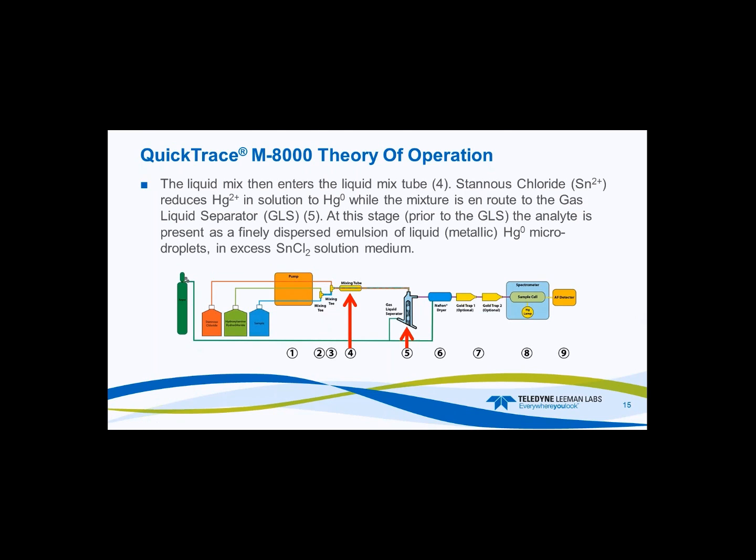Then the liquid mix from there travels into the liquid mix tube or the reaction tube, and the stannous chloride at this point starts reducing the mercury to elemental mercury. And that all happens while it's heading toward the gas liquid separator. And it's a fine dispersion of metallic mercury within this liquid in small, tiny droplets, and then you have excess stannous chloride.